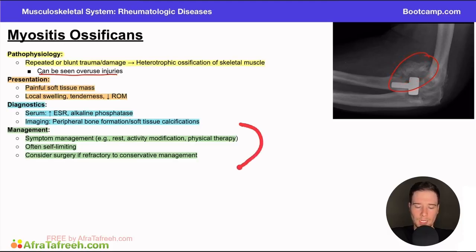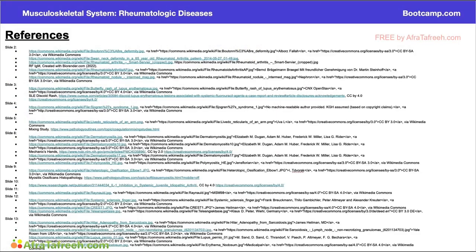Management is going to include symptom management. This is often a self-limiting condition. However, if it persists over time, there are surgical interventions that can be taken as well.